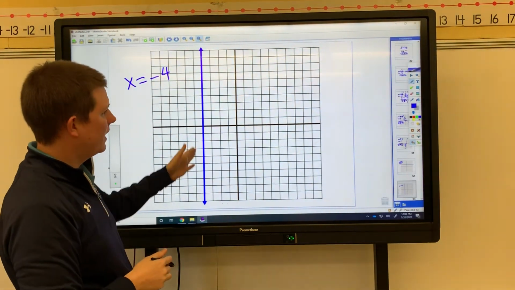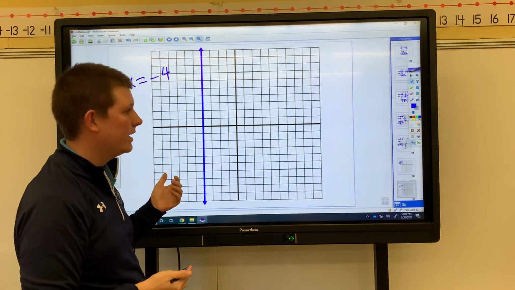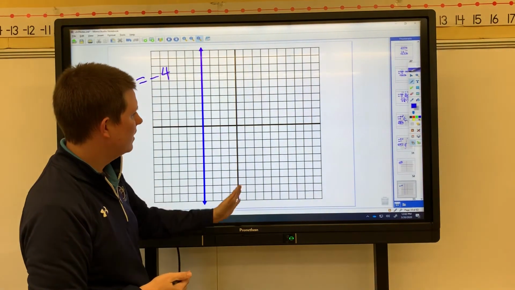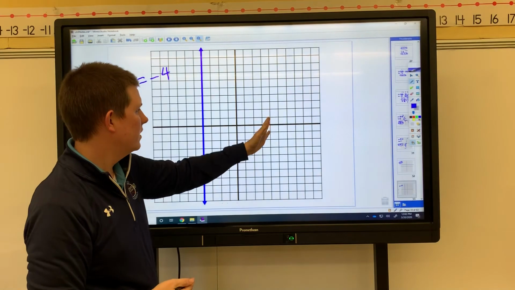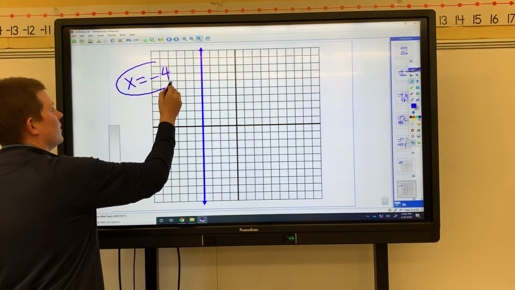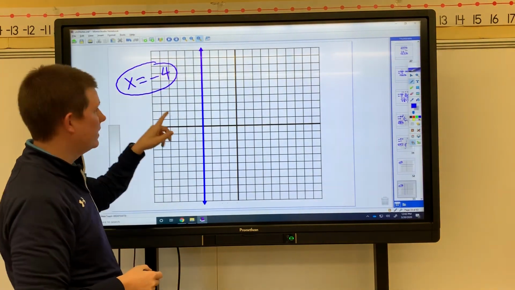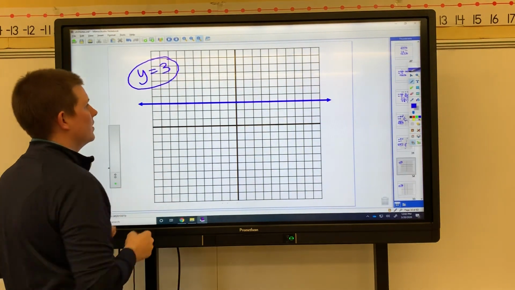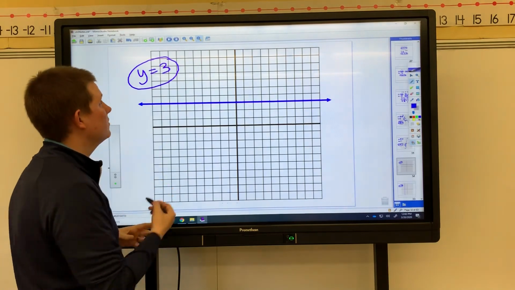So wherever the line crosses the x-axis is your answer. If it crossed it here, it'd be x equals 1. If it's here, it's x equals 5, wherever it crosses the x-axis. So when it's a vertical line, it's x equals. When it's a horizontal line, it's y equals.